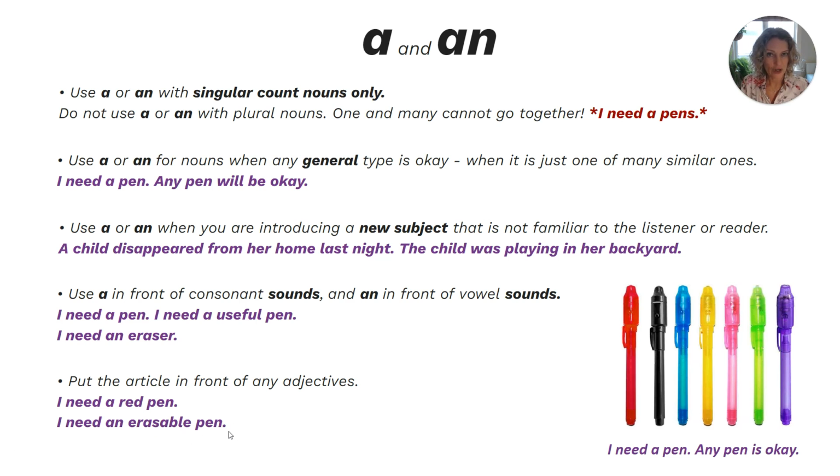So pen is our singular count noun. An is the determiner that goes with it. And then there's an adjective in between. And we're using an because erasable has a vowel sound. Okay, so that's a and an, the indefinite article.